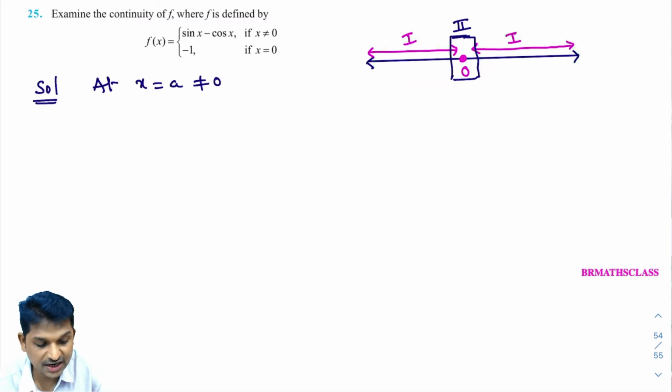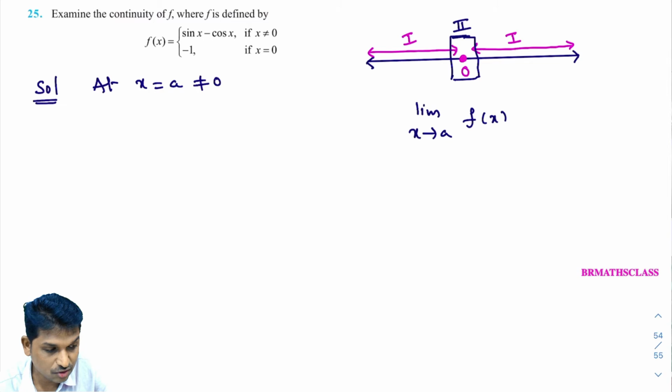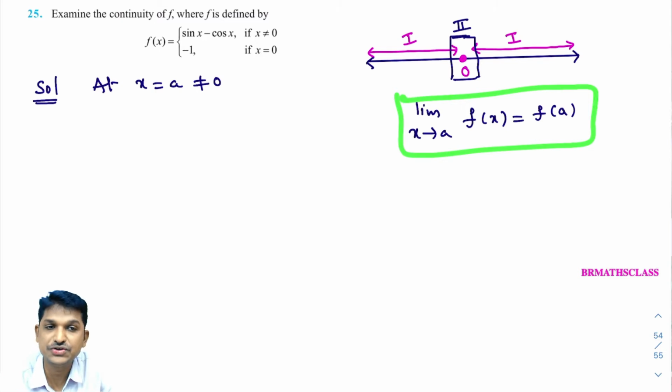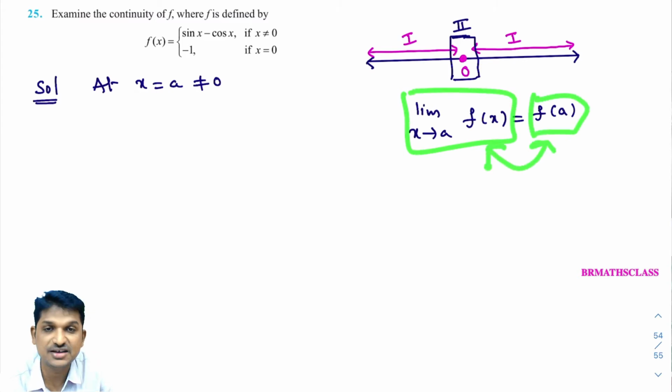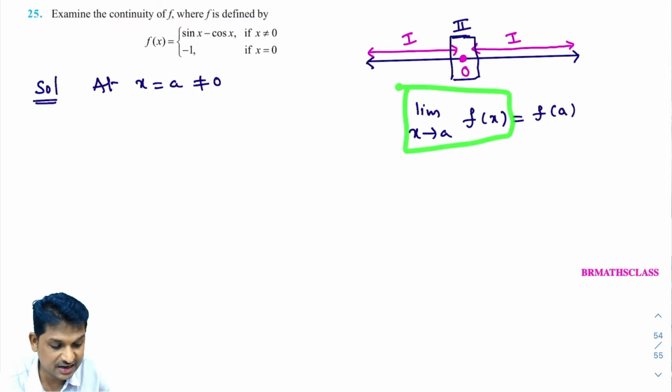How to check the continuity of the function? Hero of the story: what is that hero of the story? Limit x approaches a, f of x equal to f of a. Then we say that this function is continuous at x equal to a. If this holds good, then we say that this function is continuous at x equal to a. So what I'll do, I'll calculate this one first, next I'll calculate this one. If both are equal, then I can say that this function is continuous at x equal to a.